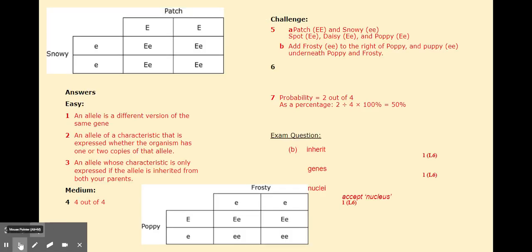Okay, so here are your answers to the other questions on the sheet. If you would like to mark that and correct anything you need to, don't forget to upload a copy of it to the task just so that I can see that you have completed the work. And then once you've done that, you can move on and do the second lesson, which is another lesson about different types of variation. Okay, guys, thanks a lot.